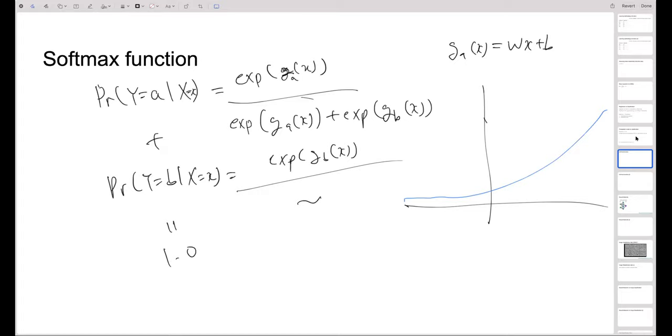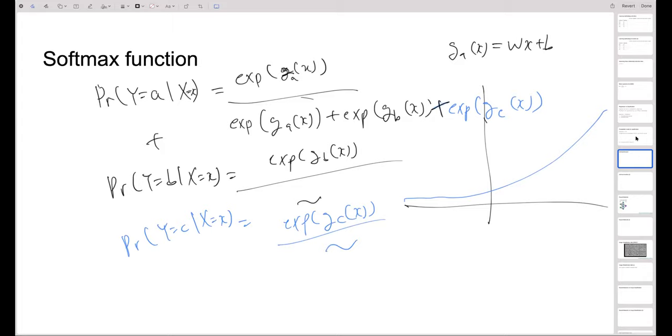If you want the probability of Y equals C, then what you want to do is just put g of c of x in the numerator, right? And then you can also compute the other classes the same way. And again, you can just sum all these and you get 1.0. So that's a handy way of translating real numbers into probabilities of different categories for classification.